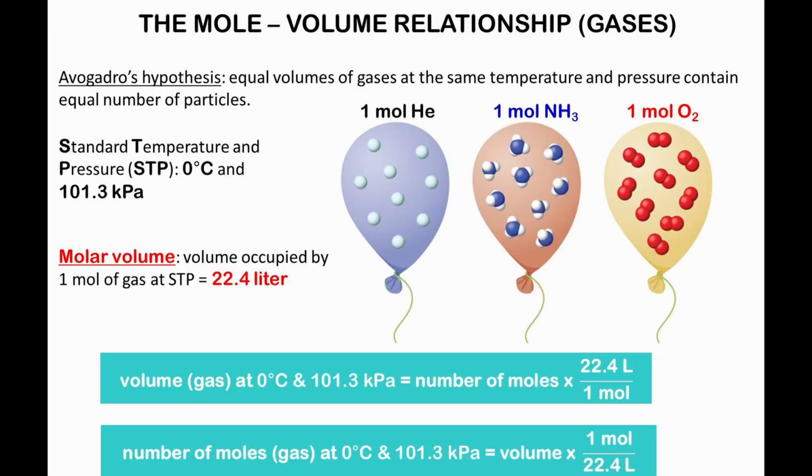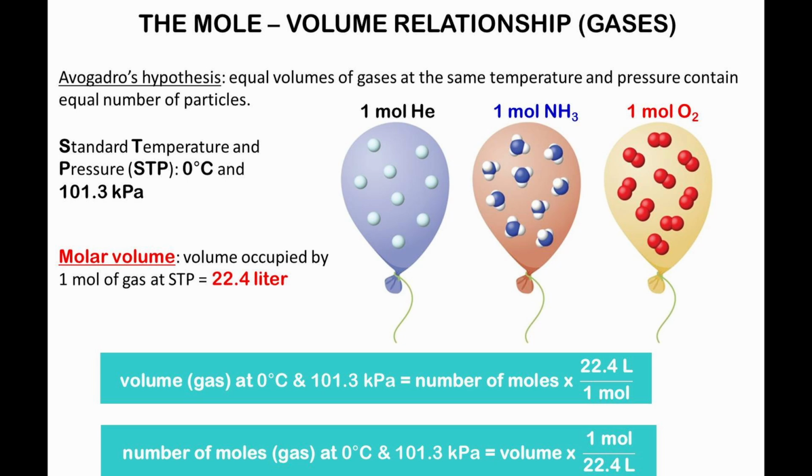The volume of 1 mole of any gas can be predicted using Avogadro's hypothesis, which states that equal volumes of gases at the same temperature and pressure contain equal number of particles. At standard temperature and pressure, also called STP, the volume occupied by 1 mole of gas is equal to 22.4 liters. Standard temperature and pressure conditions are 0 degrees Celsius and 101.3 kilopascals.